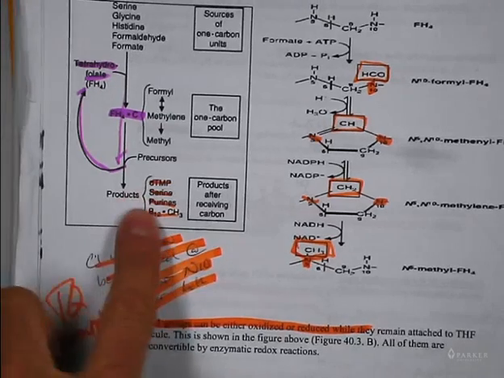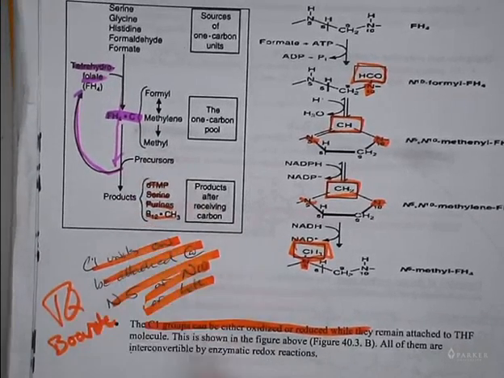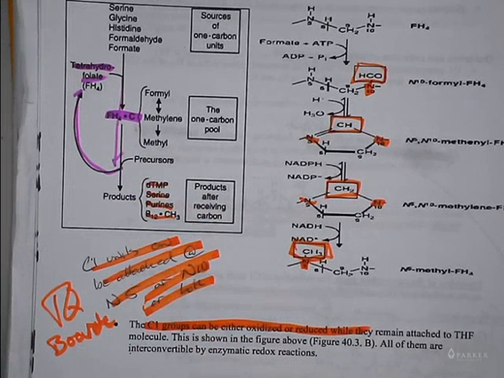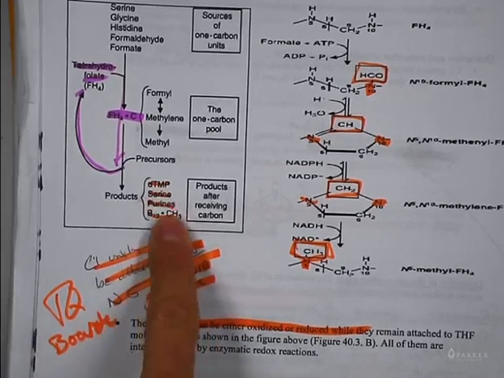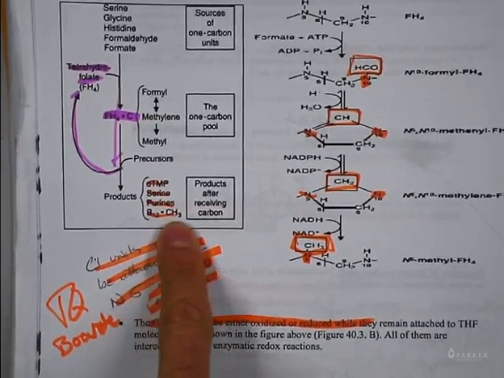Then it goes down here and donates something to a precursor, turning it into a product, and here are some of the products. It makes serine. What does it donate a one carbon group to, to make serine? Glycine, right? It takes glycine and turns it right back into serine. It makes dTMP, which we're going to talk about. It makes purine bases, which we'll talk about in Chapter 9. And it makes B12 attached to CH3.